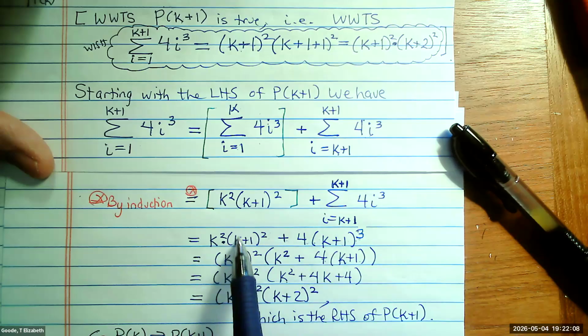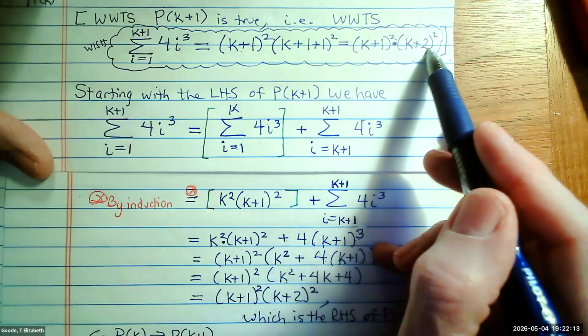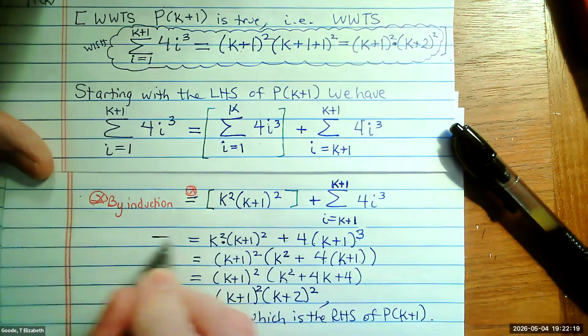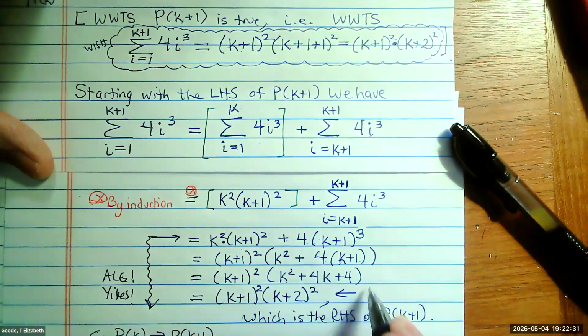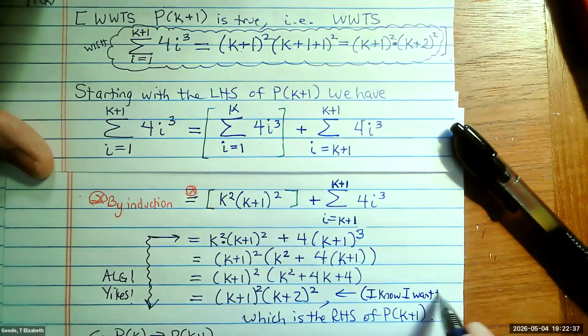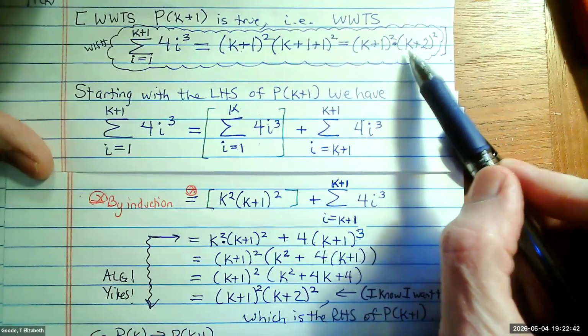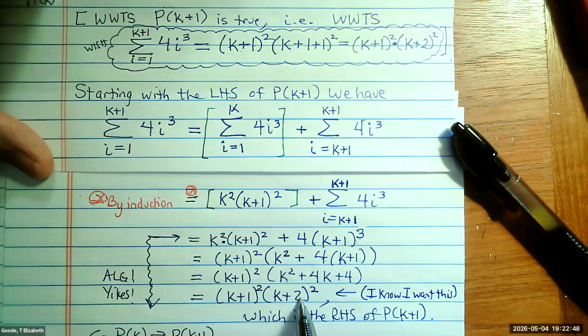Now let's just say you can get that far, but you're having a hard time getting to k plus 1 squared times k plus 2 squared. That's the algebra part, right? So let's say you get this far. Then you can just say, gosh, Dr. Good, algebra, yikes, and then you can at least say, I know I want this, right? Because if you can write P of k plus 1, you should be able to know what the right-hand side of P of k plus 1 looks like. You should at least know this is what you're trying to get.